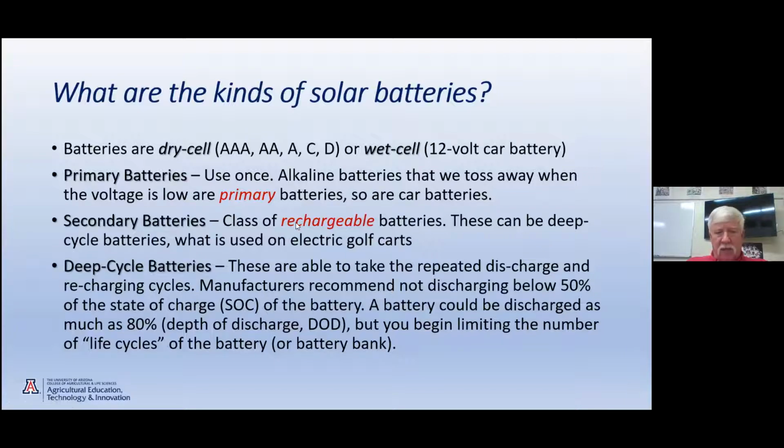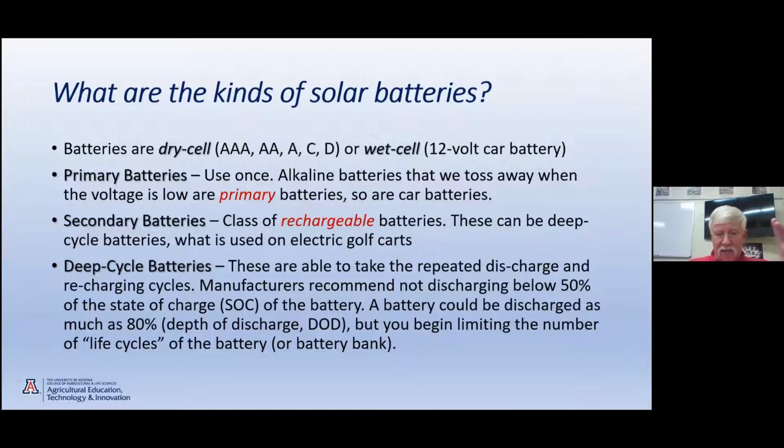Secondary batteries is a class of rechargeable batteries. So you can buy rechargeable batteries for your power tools, for example. Deep cycle batteries, the type that are used in golf carts, are also called secondary batteries. So your lithium batteries that are used in your power tools, those are rechargeable. It's considered a secondary battery. The deep cycle batteries are able to take the repeated discharge and recharging cycle. The manufacturers will say not to discharge below 50% of the state of charge of a battery.